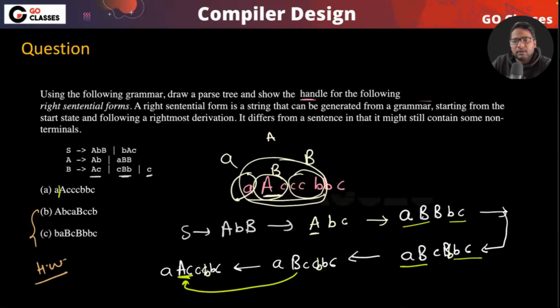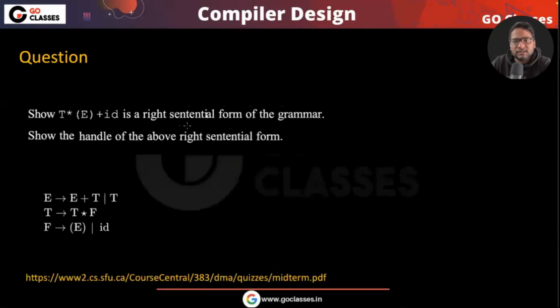Okay, now let's see. They're saying this is a right sentential form of the grammar. So the handle. Again, can you do this as homework? They're similar types of questions. Okay, so what is the handle?